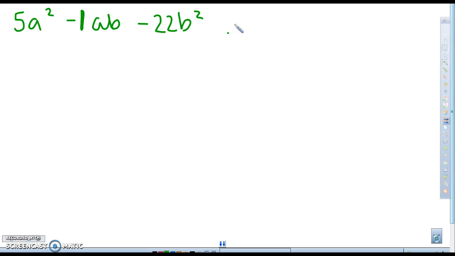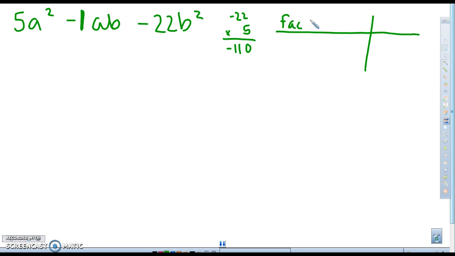So my first step is to multiply the first and last coefficient. I need to know what negative 22 times 5 is, and that would actually be negative 110. So I'm going to set up my chart. I want factors of negative 110 that sum to negative 1, because that's this term. This is going to be a little bit harder because you're not used to factoring 110 all the way. But I obviously have 22 and 5. That's not going to help me very much.